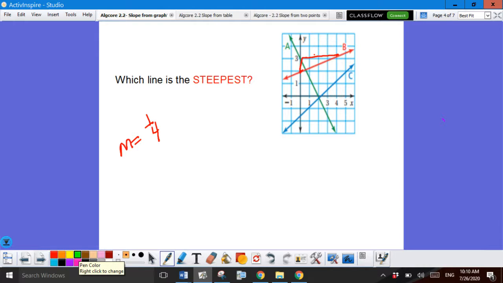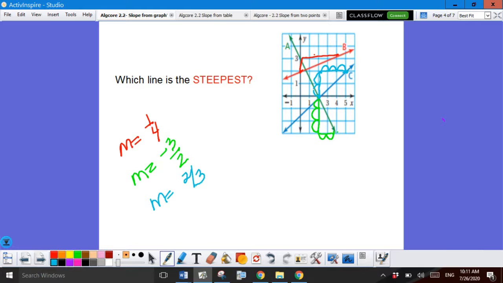Okay? Now let's look at the green one. I see an exact point there. I see an exact point here. So let's go right here. 1, 2, 3, 1, 2. So the slope of the green one is negative 3 over 2. Okay? Now let's look at the blue one. I see an exact point here, 1, 2, and 1, 2, 3. Okay, so I have all my slopes.